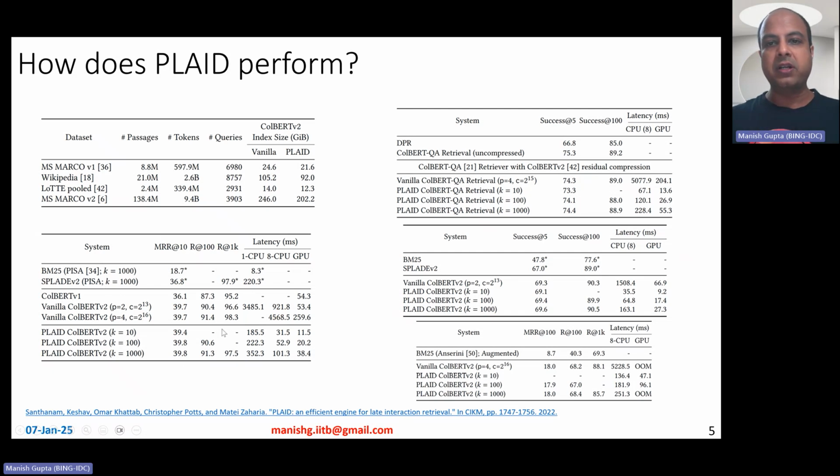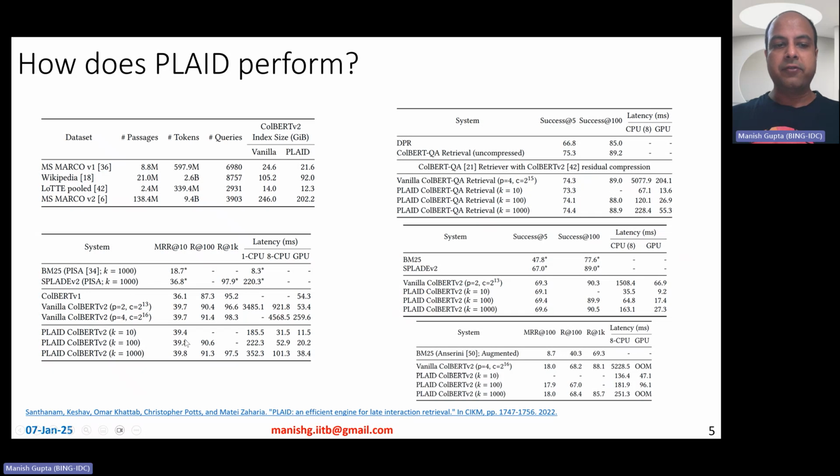This is for MS Marco V1. On the right side, you see the results for Wikipedia. Then you see the results for Lotte pool. And then lastly, you see the results for MS Marco V2. Okay. So there's comparison being done with multiple other systems, BM25, SPLADE V2, DPR, and BM25 again, and so on, right? However, more important is a comparison with ColBERT V2.